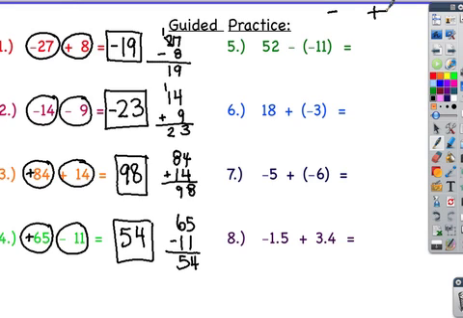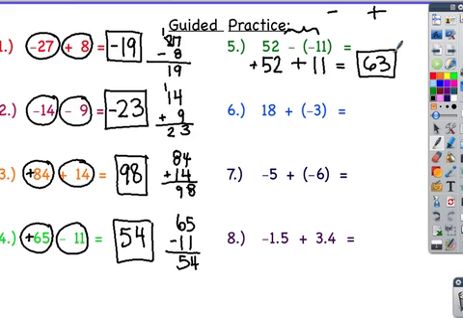So, for number 5, when we have a minus and a negative right next to each other, it's like buddies seeing each other through this window of a parenthesis. And so they come together and form a plus sign. And so we get 52 plus 11. The buddies join forces. And now, we've got same sign, so I can add and keep my sign, which is positive 63.